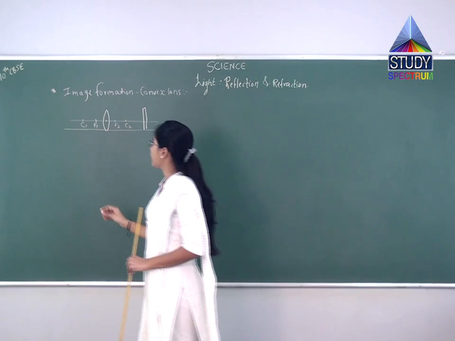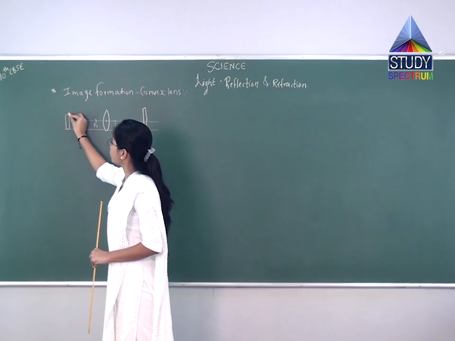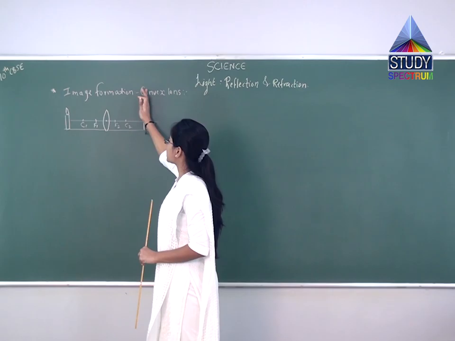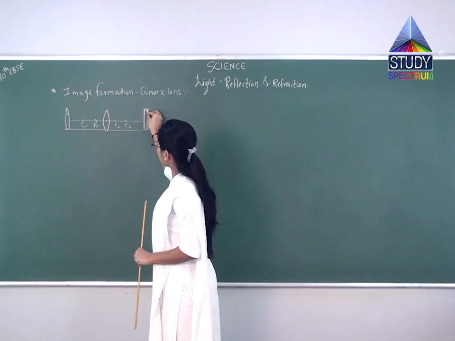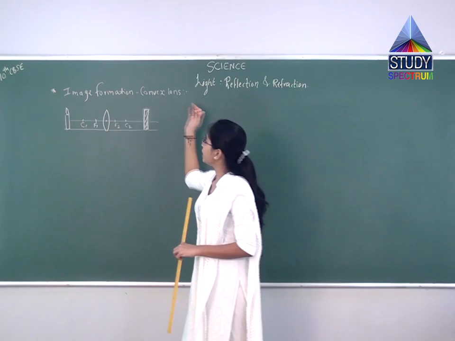Now we will start performing the experiment by putting an object here. In this case also we will use a candle, and on this side you can use the screen. We will remove the stand after setting. So this particular thing will act as the screen, meaning your image will be formed on the screen here. Let us start forming the images for different positions of the object.